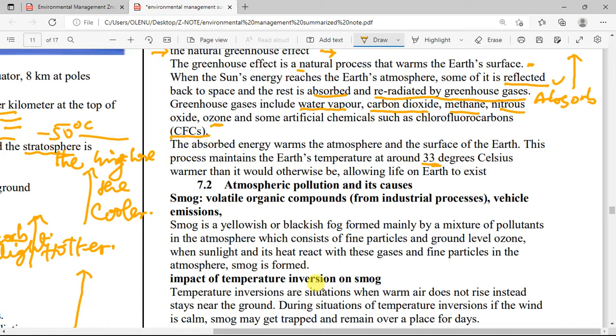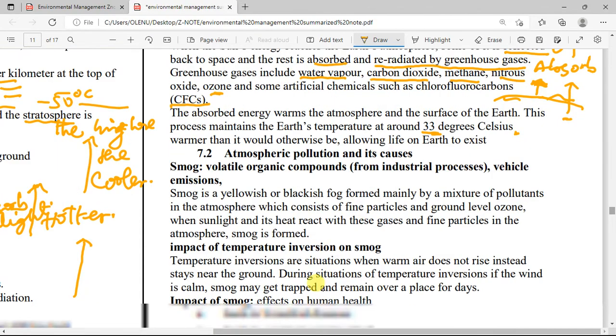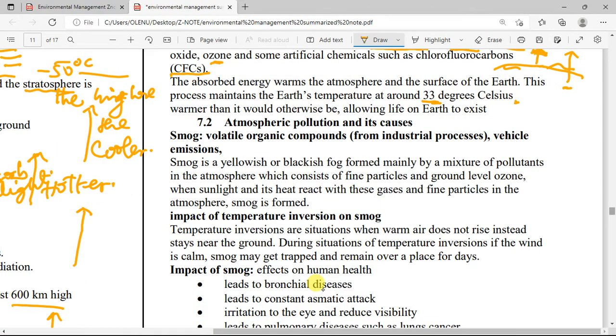So if there were no natural greenhouse effect, the earth might be too cold to sustain life. The enhanced greenhouse effect is a process whereby the amount of greenhouse gases increases abnormally within the atmosphere, so that most of the long wave radiation radiated back to space from the earth is absorbed and not allowed to go back to outer space. So it will now remain within the earth's surface and keep it extremely warm. Now, moving forward, let's look at atmospheric pollution and its causes.